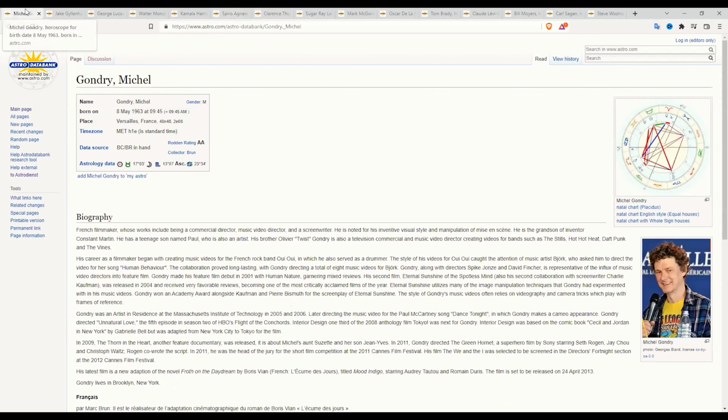Next group of people I want to go to are artists, filmmakers. Michel Gondry, AA rated time. He has the North Node right on his ascendant in Cancer. Directed a film called Eternal Sunshine of the Spotless Mind, which is a really trippy film about reality and love and fate. Again, very karmic themes and around the nodes.